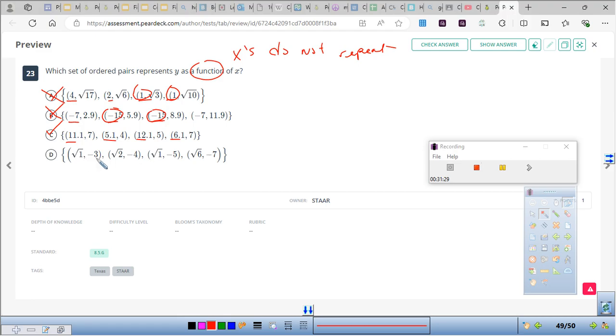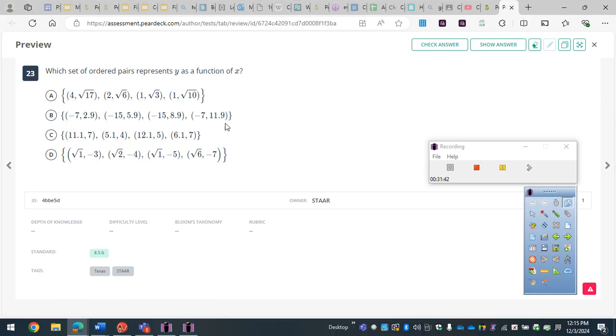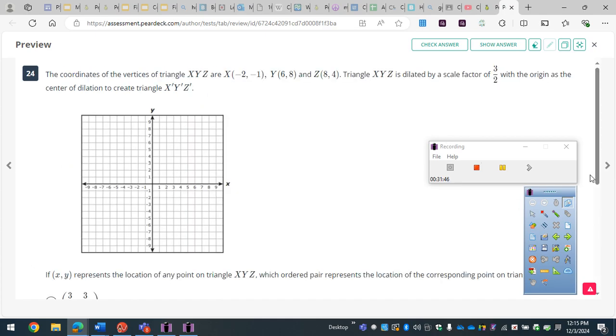Let me double check. So yeah, this one right here does not repeat. I'm sorry, they do repeat, so it's not a function. So my answer is C. Again, for functions, the x's do not repeat. Man, this is such a joke.